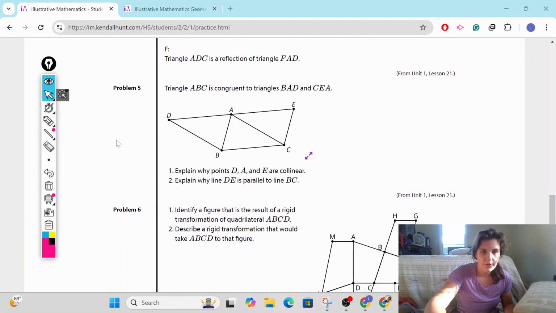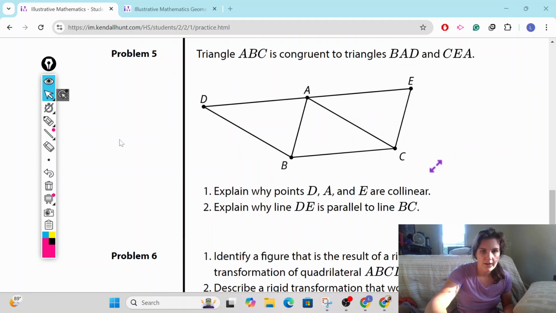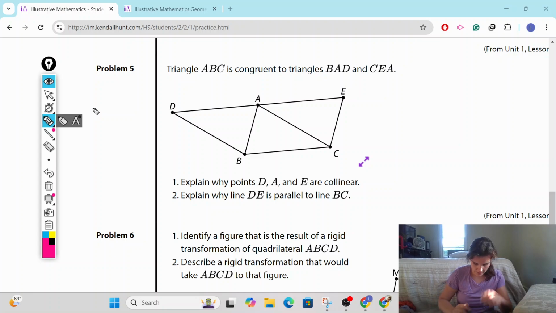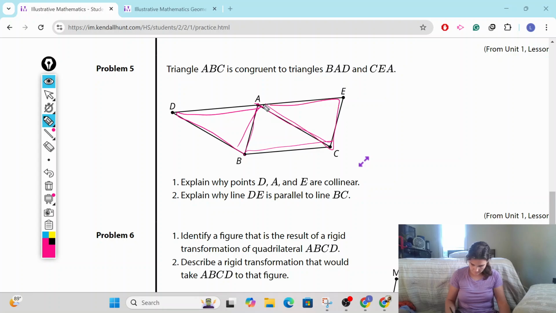Problem number 5. We only got 2 left. Okay, this one's going to involve a lot of explaining, so make sure to pause and get your pencils out if you're writing down this answer. Triangle ABC is congruent to triangle BAD and CEA. So ABC is the same triangle as BAD and CEA. So all these guys are the same triangle.